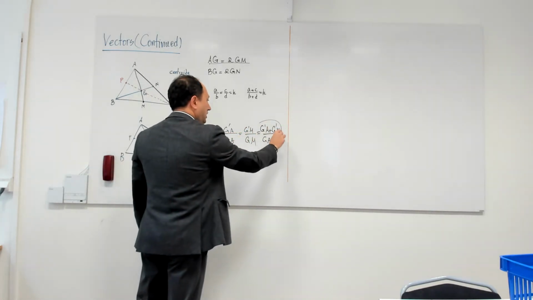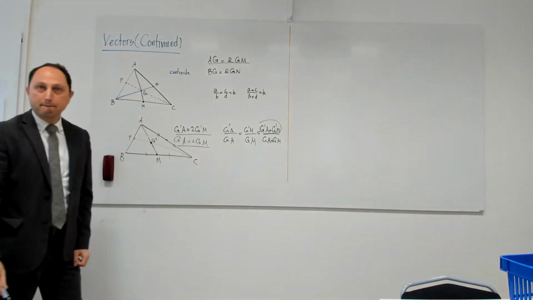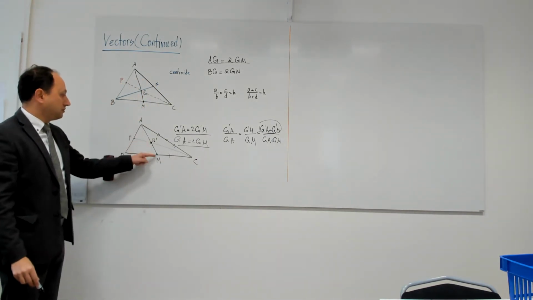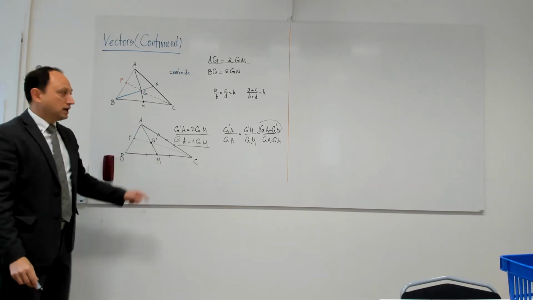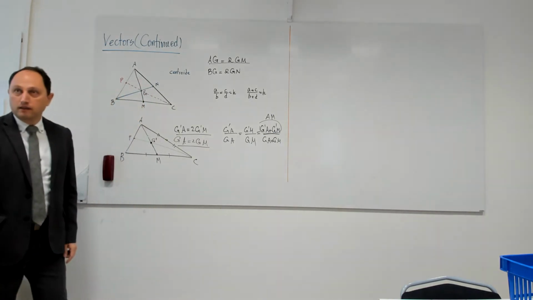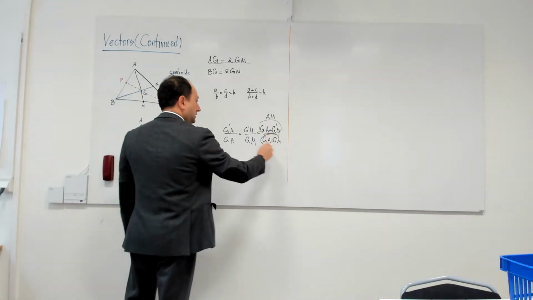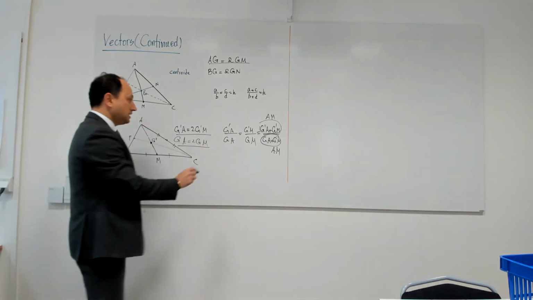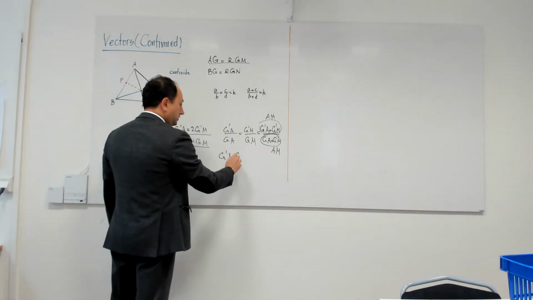But what is G prime A plus G prime M? What is that? G prime A plus G prime M is AM. And can you tell me what is the denominator in this case? Again, AM. So this means that this fraction is actually equal to 1, and it means that the numerator is equal to the denominator.